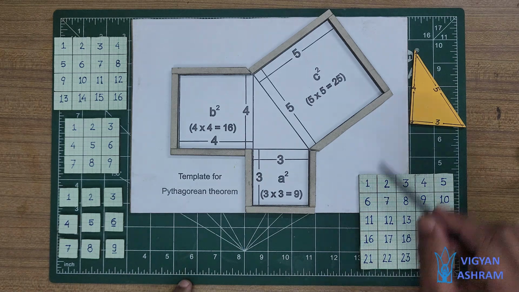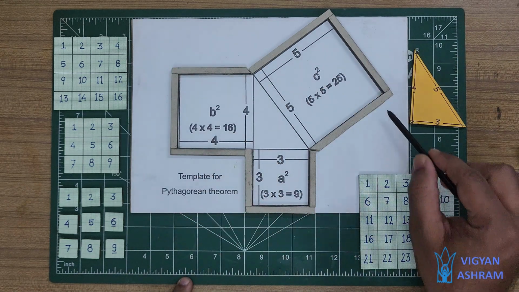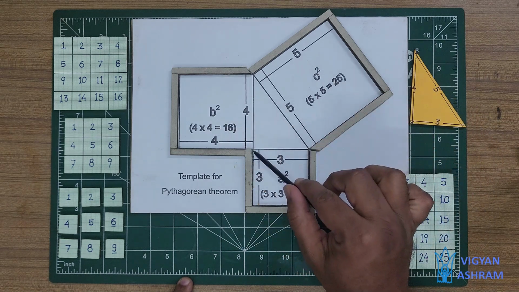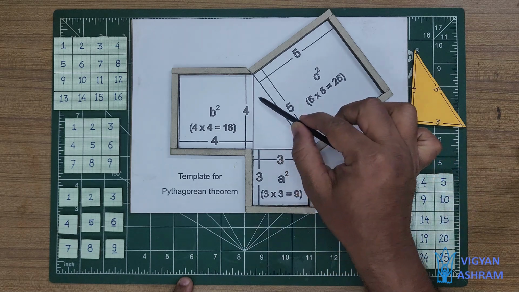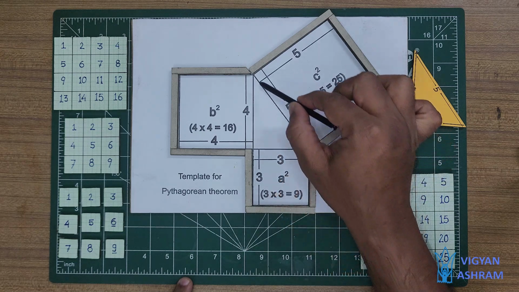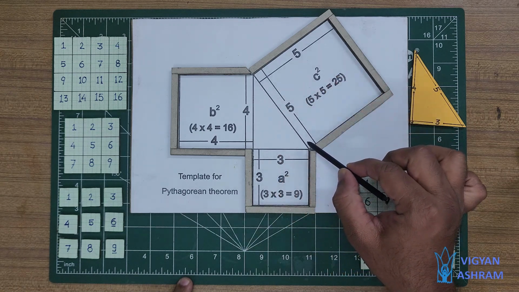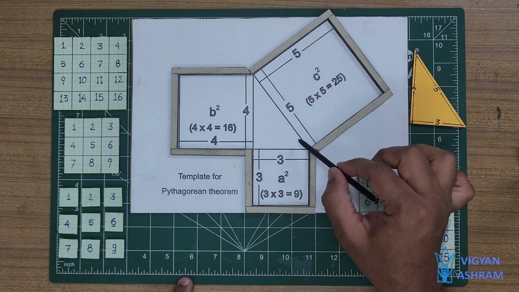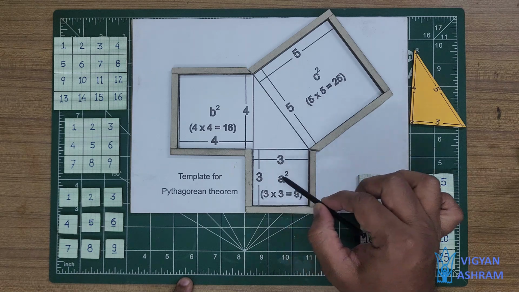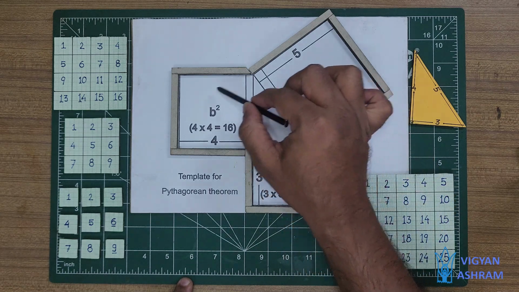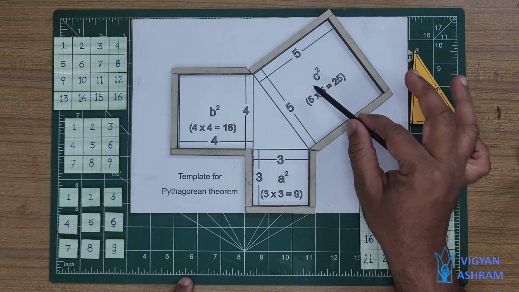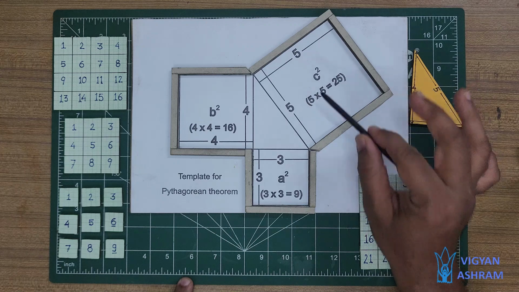We have provided a template for you to download and print, wherein the triangle measures 3 units of base, 4 units of height, and 5 units of hypotenuse. We have drafted this triangle, and we have also provided squares of 3 by 3 units, 4 by 4 units, and 5 by 5 units in this template.